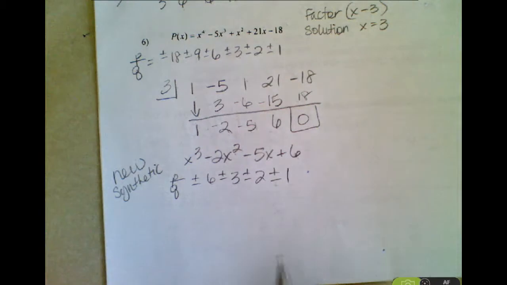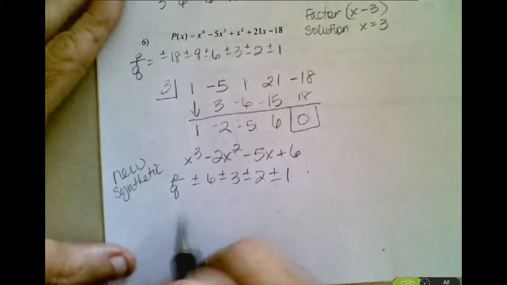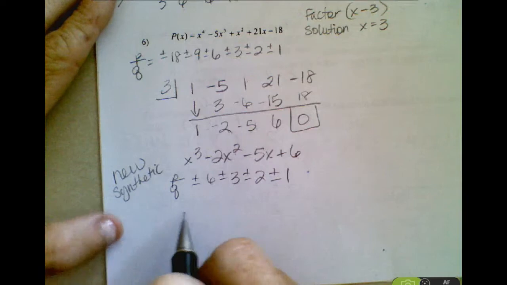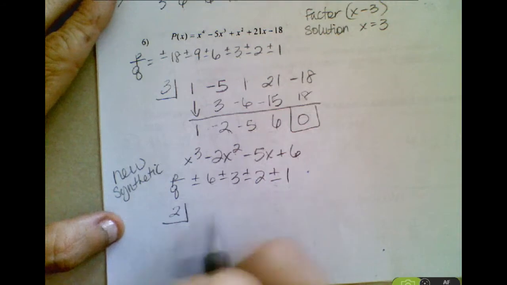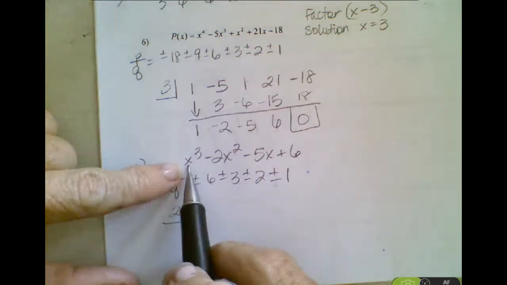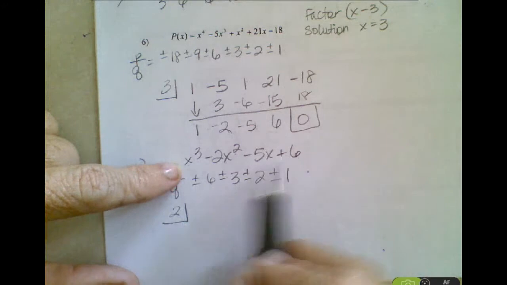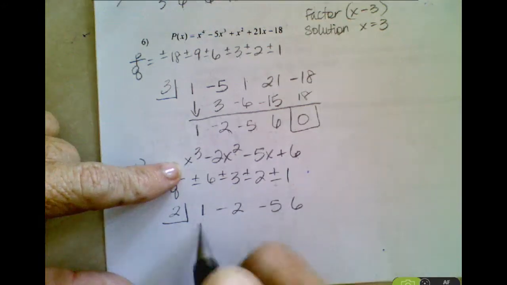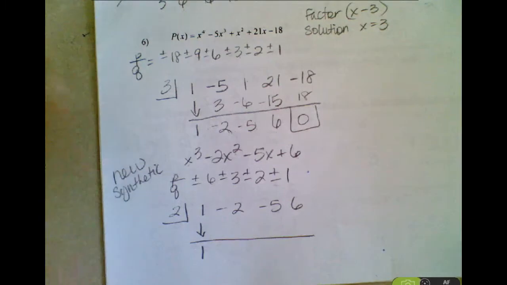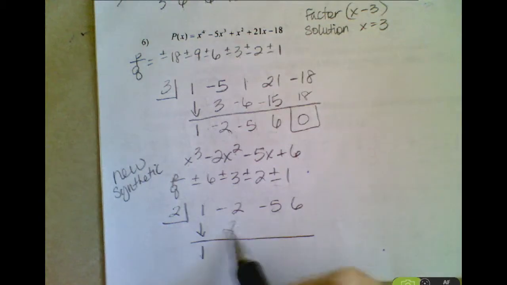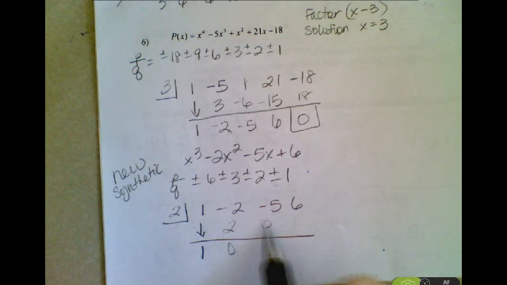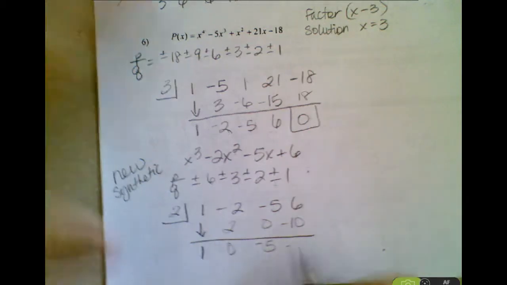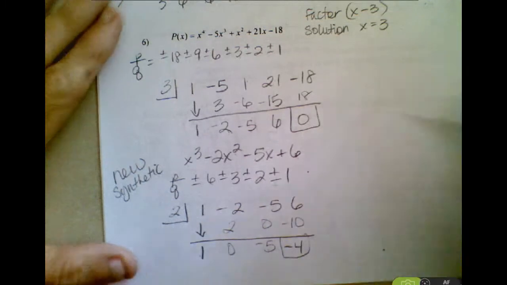But now let's pick another one. I don't know. Let's pick a 2. It's kind of nice middle of the road. Let's see if that works. So 2. Now our new coefficients are, they're still in descending order, but they are 1, negative 2, negative 5, and 6. So 2 times 1 is 2. Negative 2 plus 2 is 0. 2 times 0 is 0. Negative 5. That's not going to work because that's going to give us a remainder of negative 4. So 2's out.